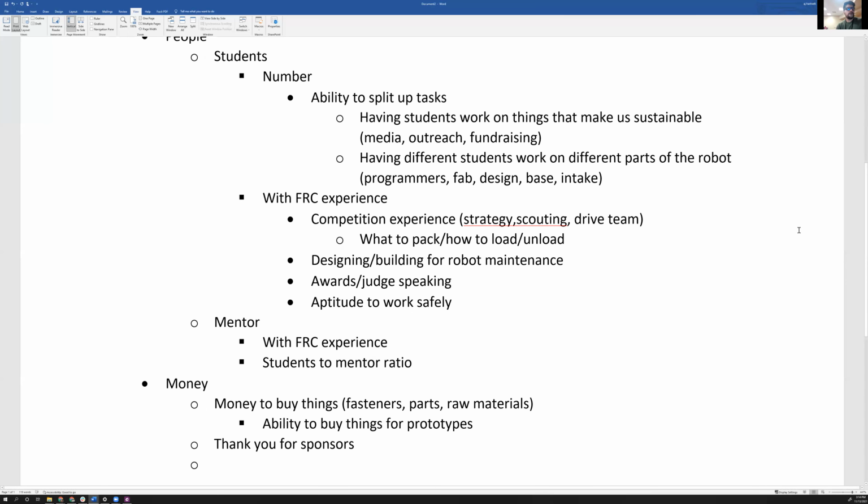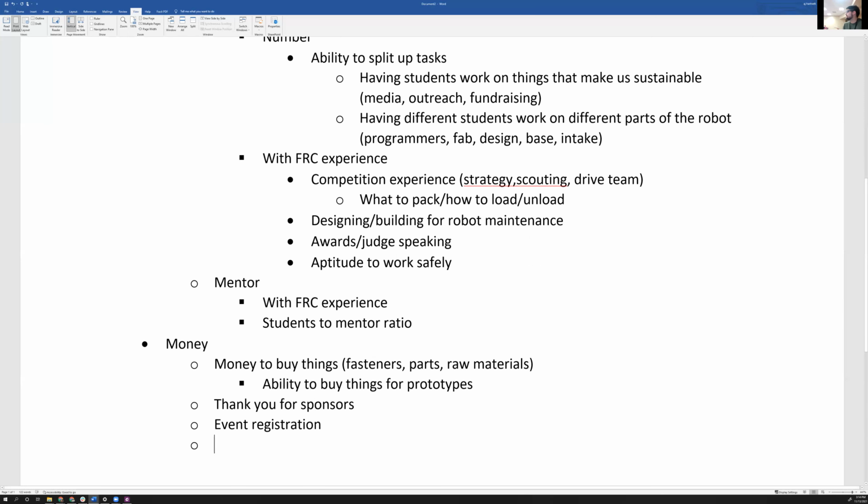District, or I'll say event registration, because we might be able to register for our district events and build a robot and then not be able to afford district champs or world champs. Joan.